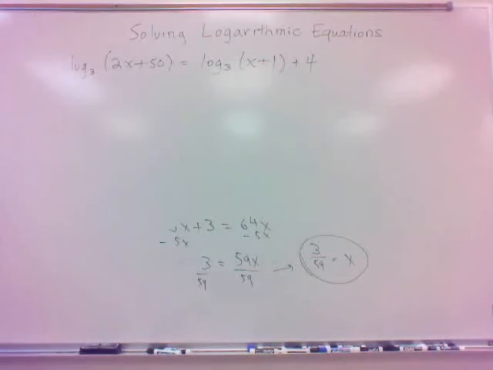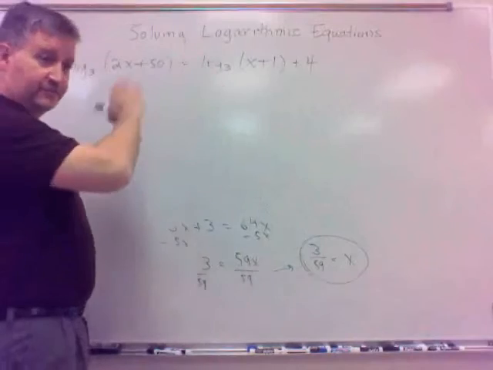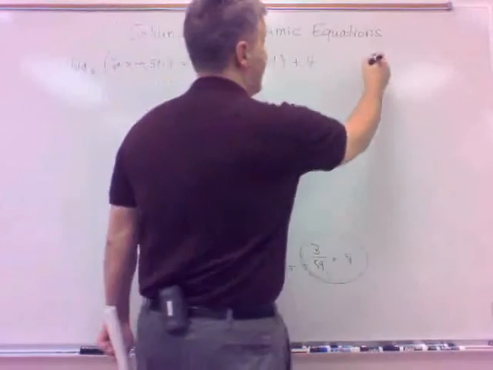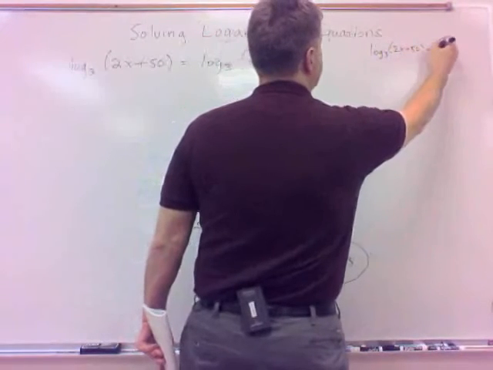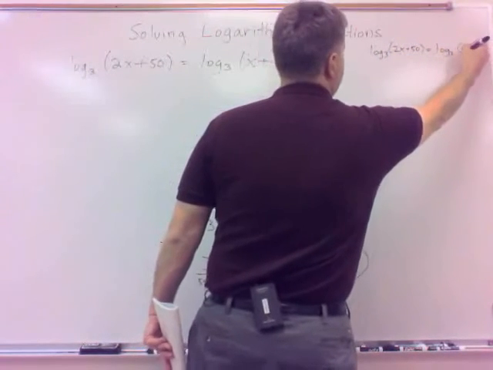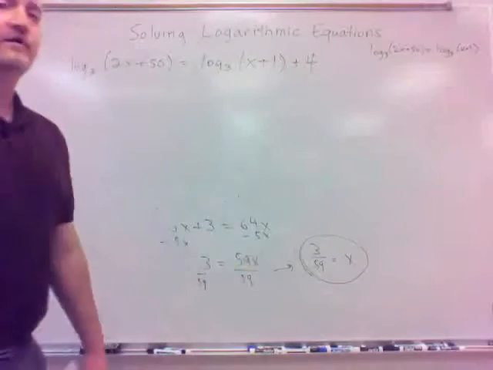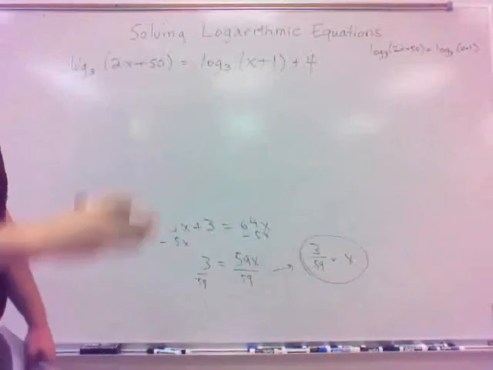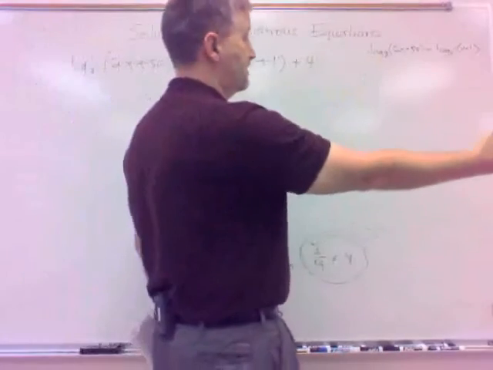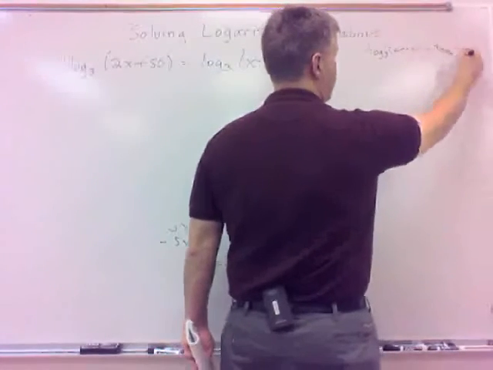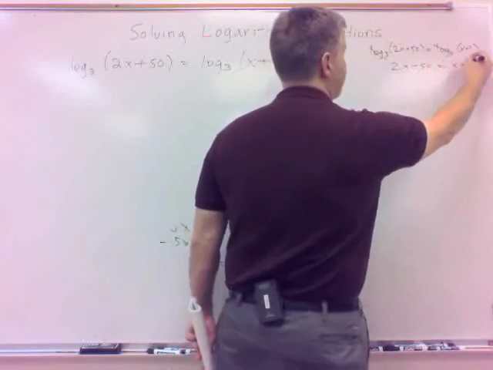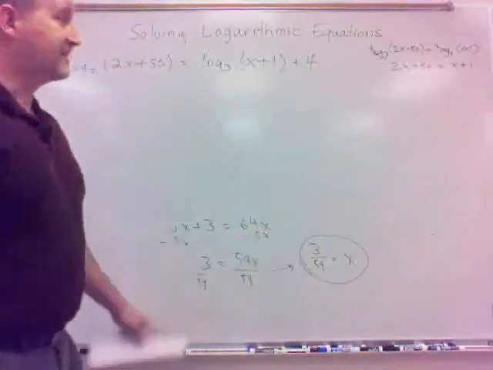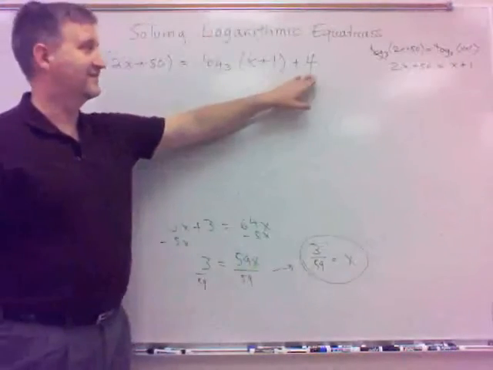Now, just FYI, I don't think there's any you have to do for homework, but if you come across it, this one has logarithms on both sides. If I had log base 3 of 2x plus 50 equals log base 3 of x plus 1, without that plus 4 on it, this is like the exponentials. If I just have log base 3 equals log base 3, and there's no extra stuff out here, those just cancel, and you have 2x plus 50 equals x plus 1. However, that's not what I have here because of the plus 4, you see.